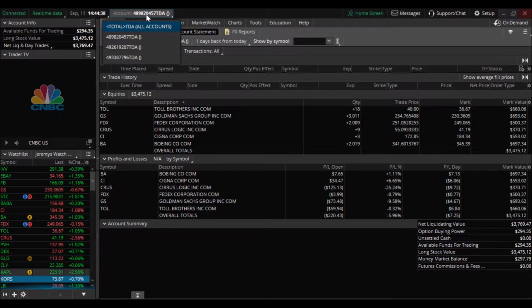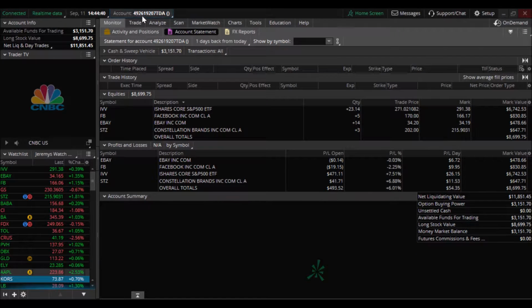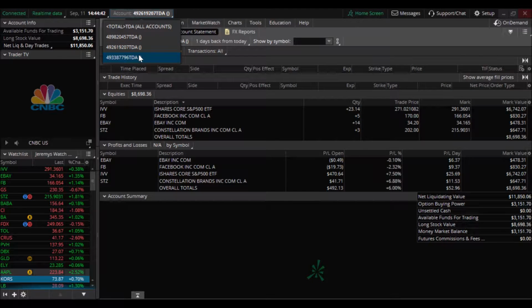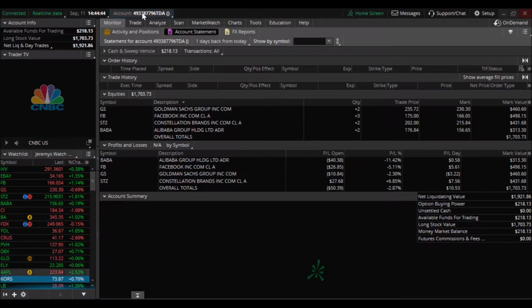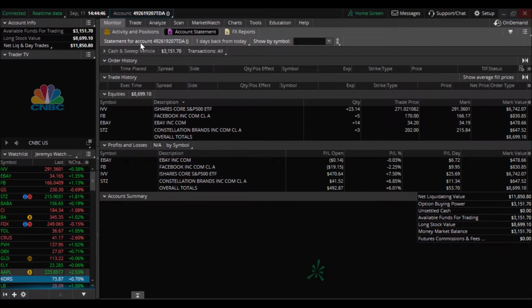And then over here, you can see all your different accounts. You can fluctuate between all the accounts that you have open right now and just see how they're doing in a good overview position.